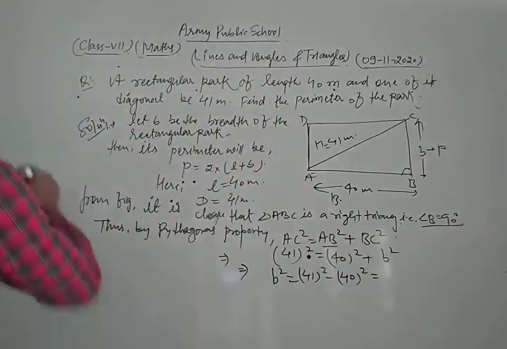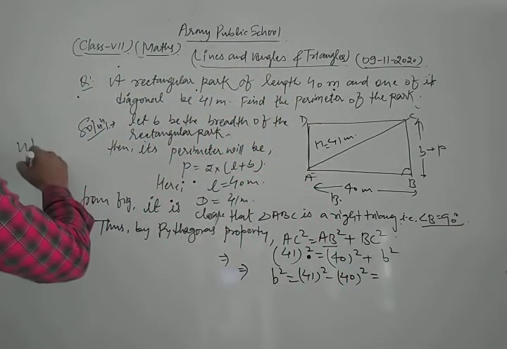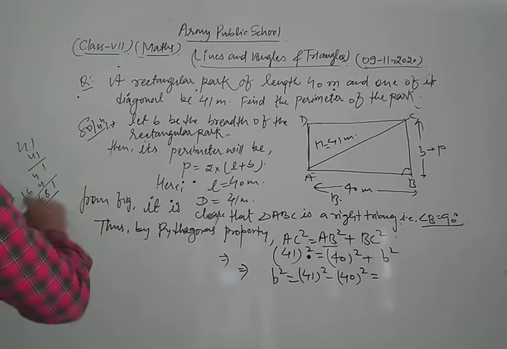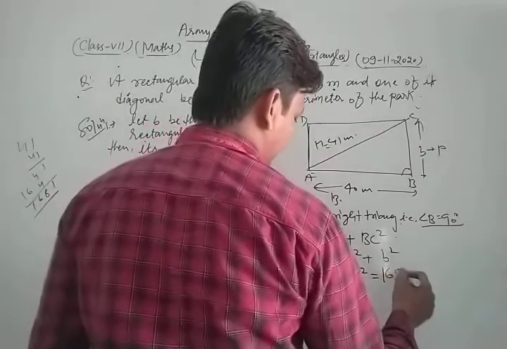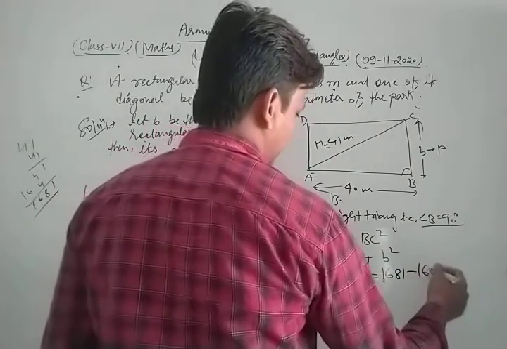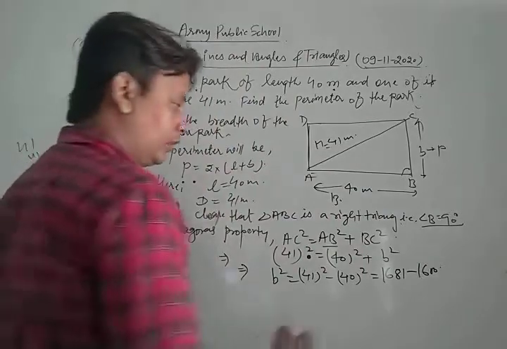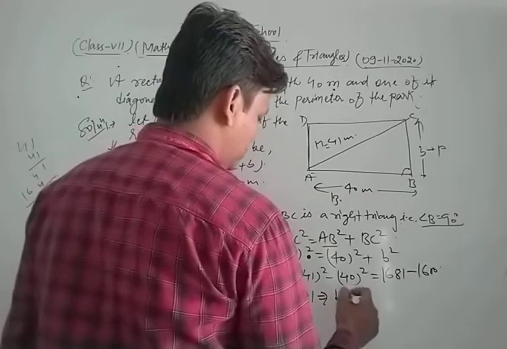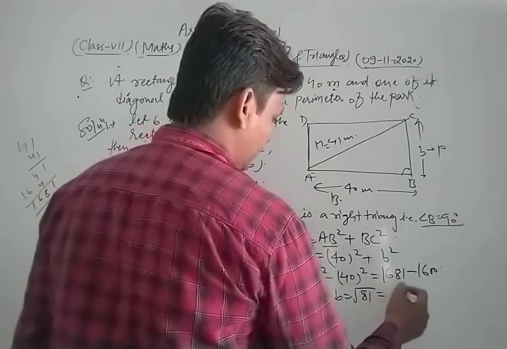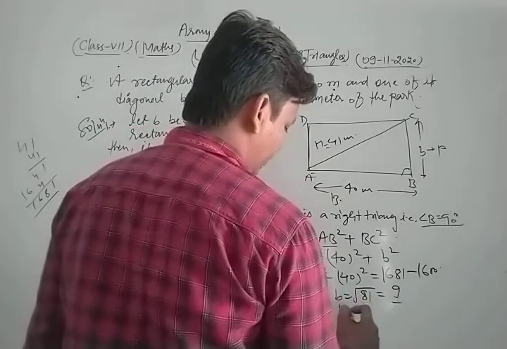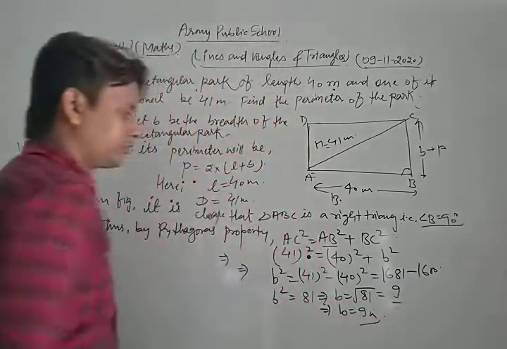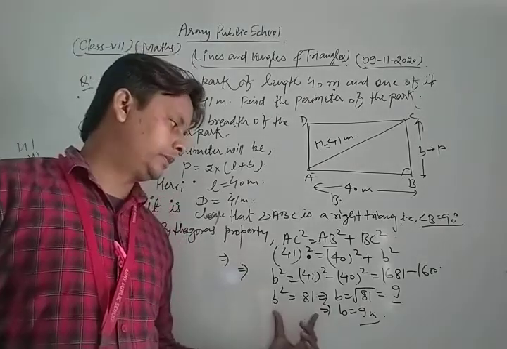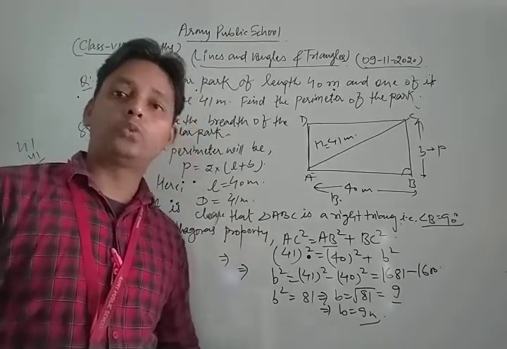Now the square of 41 is what? Let's see, 1681 minus 1600. Thus the value of that is 81. So B square is equal to 81. This implies that B is equal to under root 81. The square root of 81 is 9. Thus the breadth of the rectangular park is 9 meter. In this way, dear friends, we can say that the breadth of the rectangular park is 9 meter.